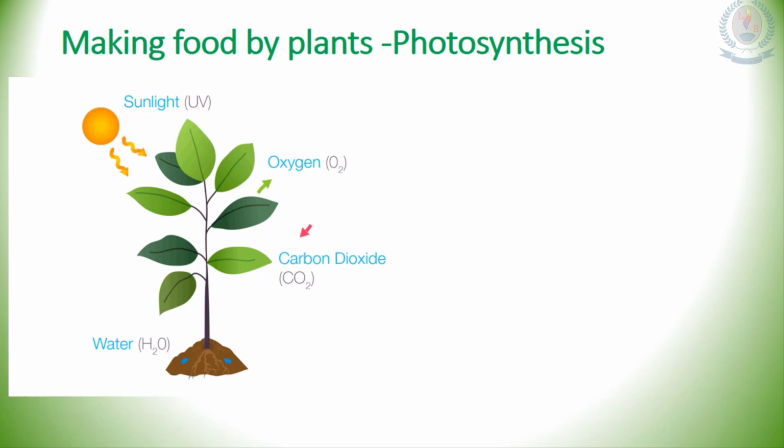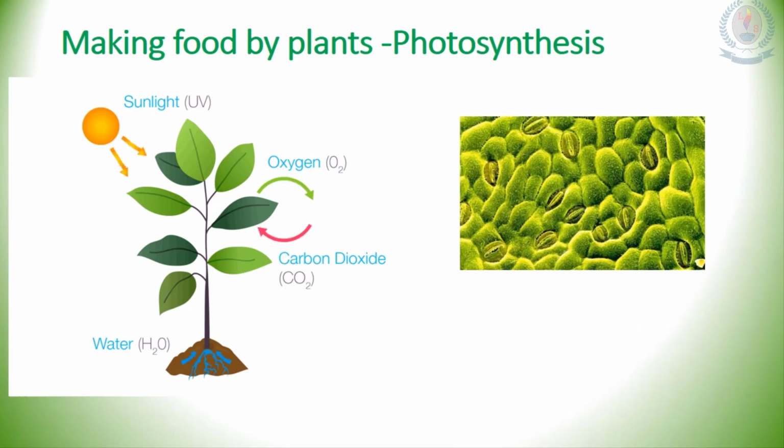Water absorbed by roots from the soil, and carbon dioxide in the atmosphere absorbed by the stomata. So they help to exchange gases. What are the gases exchanged by stomata? Yes, for the photosynthesis they use carbon dioxide, and also from the photosynthesis they produce oxygen other than food. So this oxygen also sent to outside by this stomata.